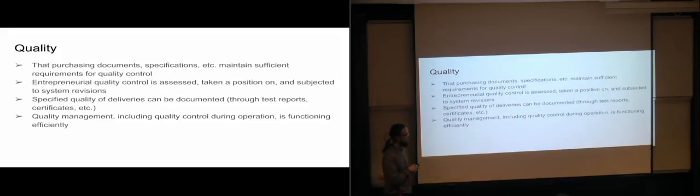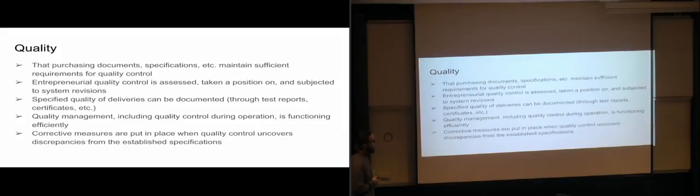And that you have a quality management system, including quality control during operation, and that it is functioning efficiently. And that corrective measures are put in place when quality control uncovers discrepancies from the established specifications. So basically, it's not just enough to have a quality control system, you also have to make sure that you do things to fix, and that you do stuff to make sure that whatever you uncover in your quality control system gets fixed.